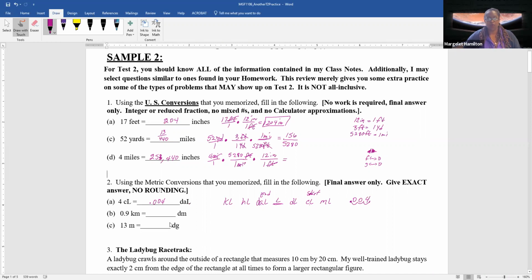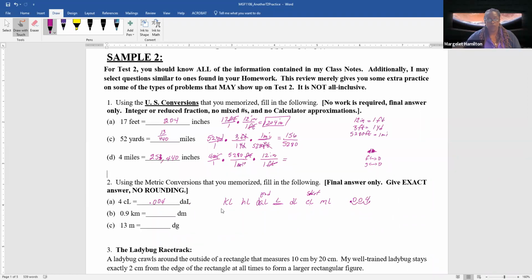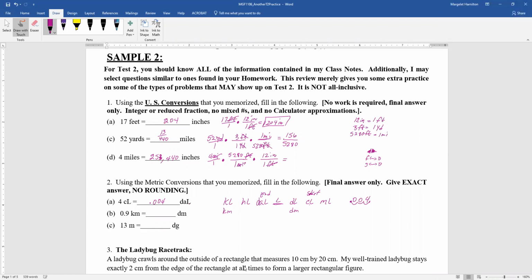All right. What about our second one? Can we do it? Yeah, they're the same. M to M. Yes. Okay. We're going from KM to DM. All right. Tell me what my answer looks like. It'll just be 9,000, wouldn't it? 9,000.